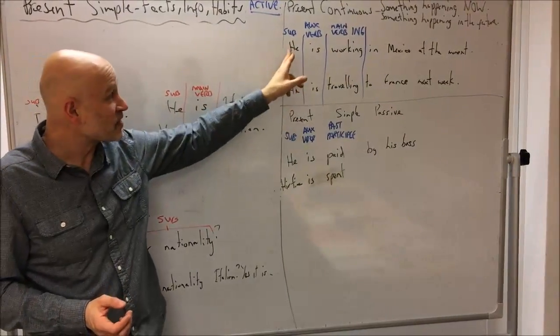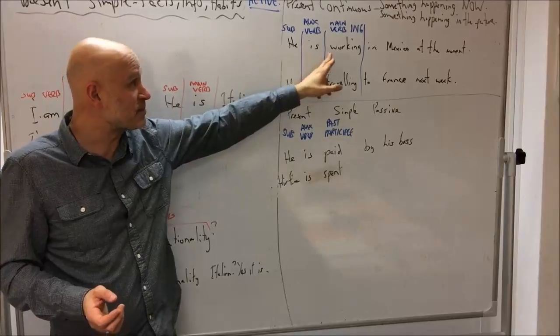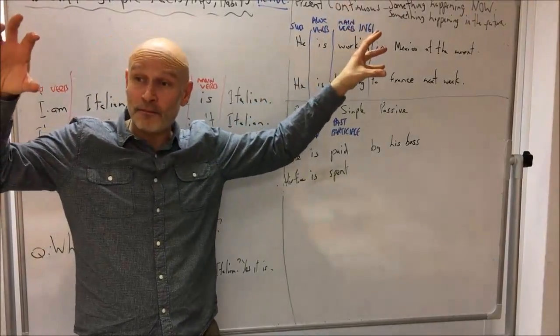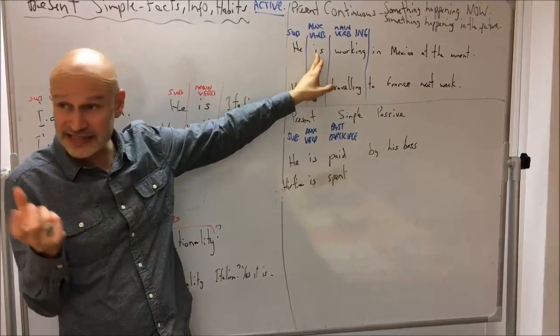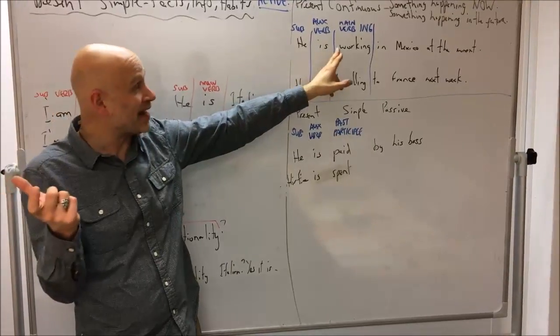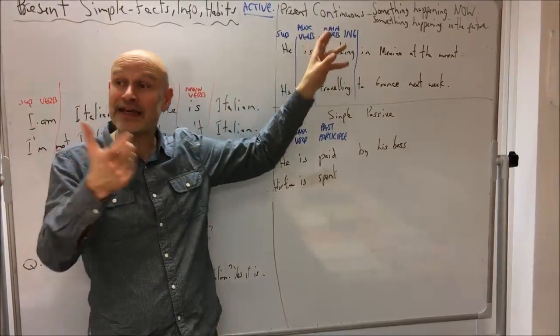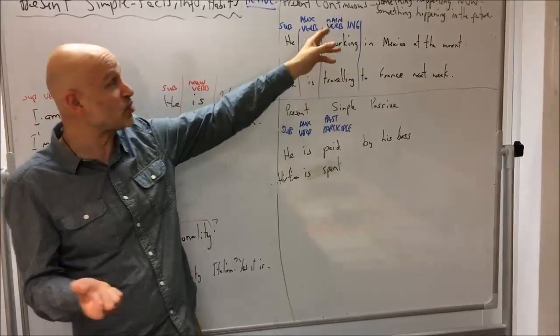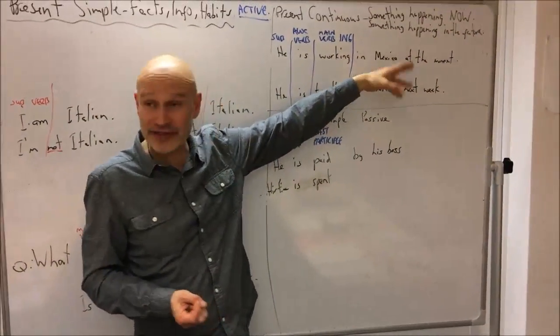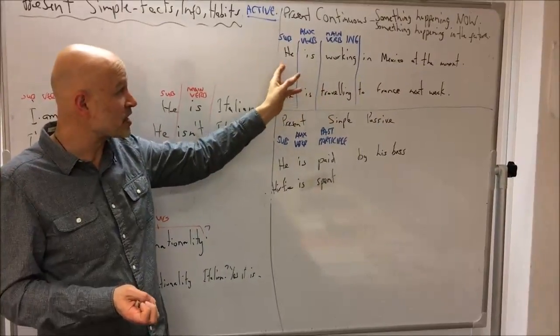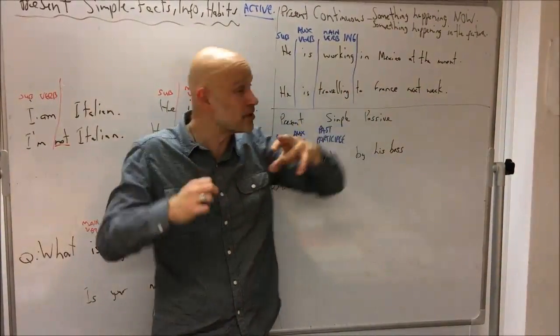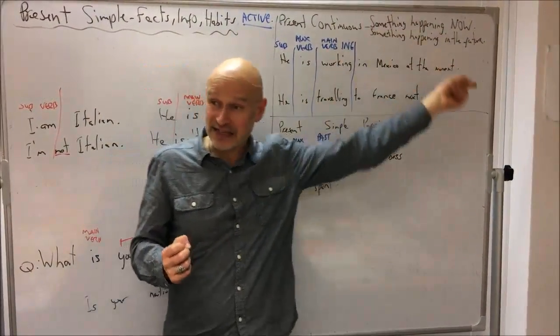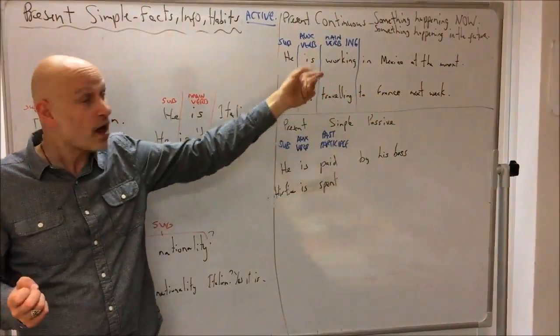So if it is subject with the auxiliary verb to be and the verb in the ing form, we know it's present because this is a present verb, and it's continuous because it's the ing verb. So we call this present continuous, which we use for things happening now or things happening in the future. A couple of examples. He's working in Mexico at the moment. He's traveling to France next week, in the future.